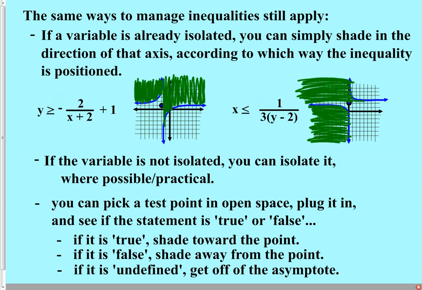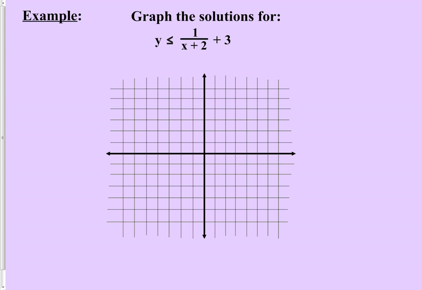Okay, let's take a look at a couple of examples from scratch, see if we can figure them out, and that'll be it. Graph the solutions for y is less than or equal to the reciprocal of x plus 2, plus 3. Off the bat, we should know a little bit about this graph, but we're probably going to have to do a little bit of plotting to figure out exactly what the graph is doing.